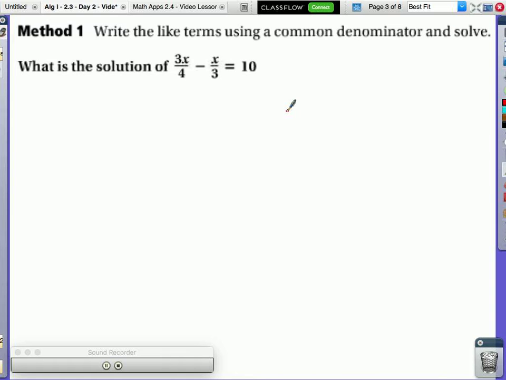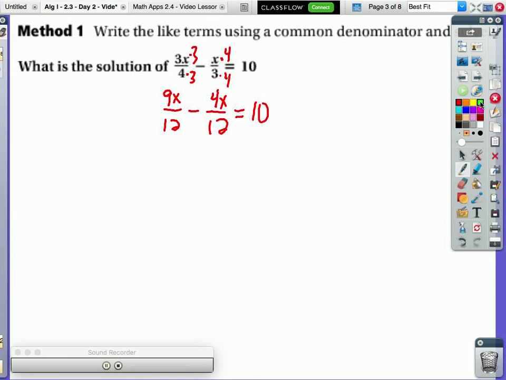Right? It says method 1 to solve this equation is to write the like terms using common denominators. So we need to look at this problem, right, and it says 3x over 4 minus x over 3 equals 10. All right, we need to combine these together. We're doing subtraction, so we need to get common denominators. So 4 and 3, right, we have a common denominator of 12. Right, to get from 4 to 12, we take it times 3. So 3x times 3 is 9x. All right, from 3 to 12, we take it times 4. So x times 4 is 4x, and then equals 10.